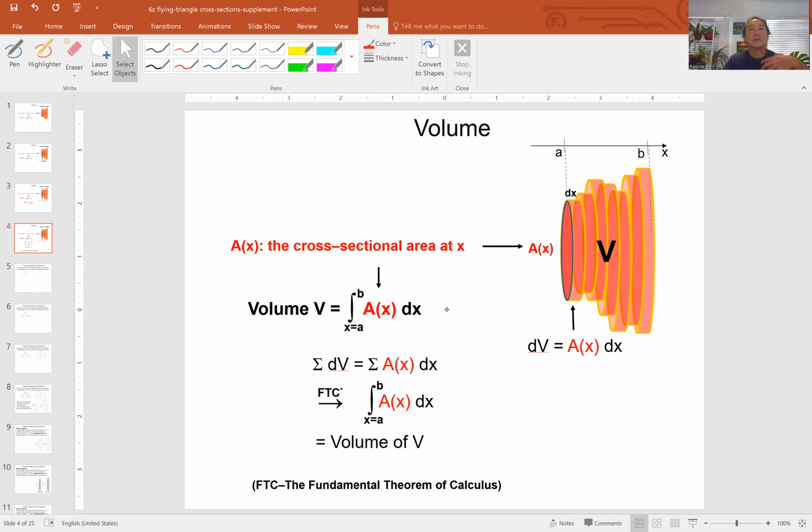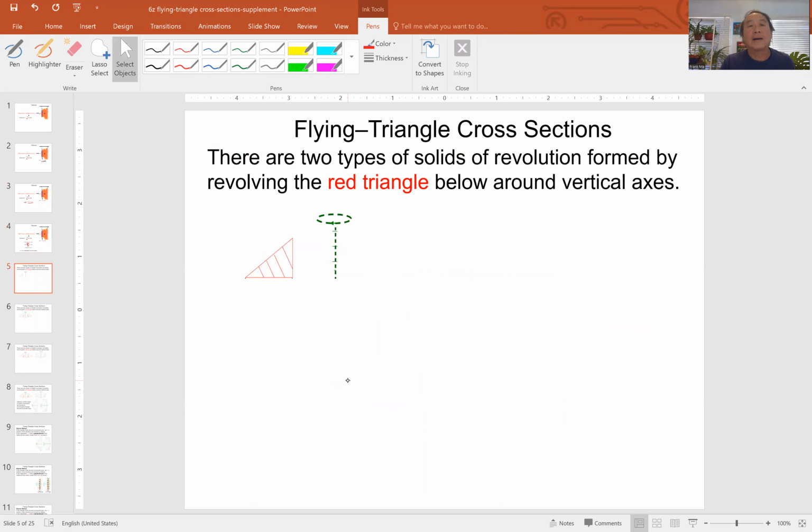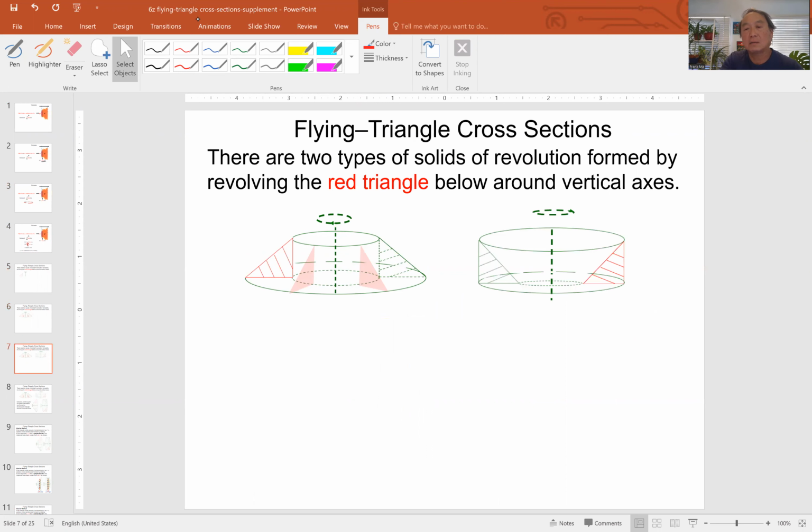Then we apply the fundamental theorem of calculus: let dx go to 0, and the summation sign turns into the integral sign from one end to the other. We apply these to the triangular problem spinning around an axis. I take the red triangle and spin it around the vertical axis like this, and we get these shapes. If the triangle is situated in this manner, then we get bowl shapes.